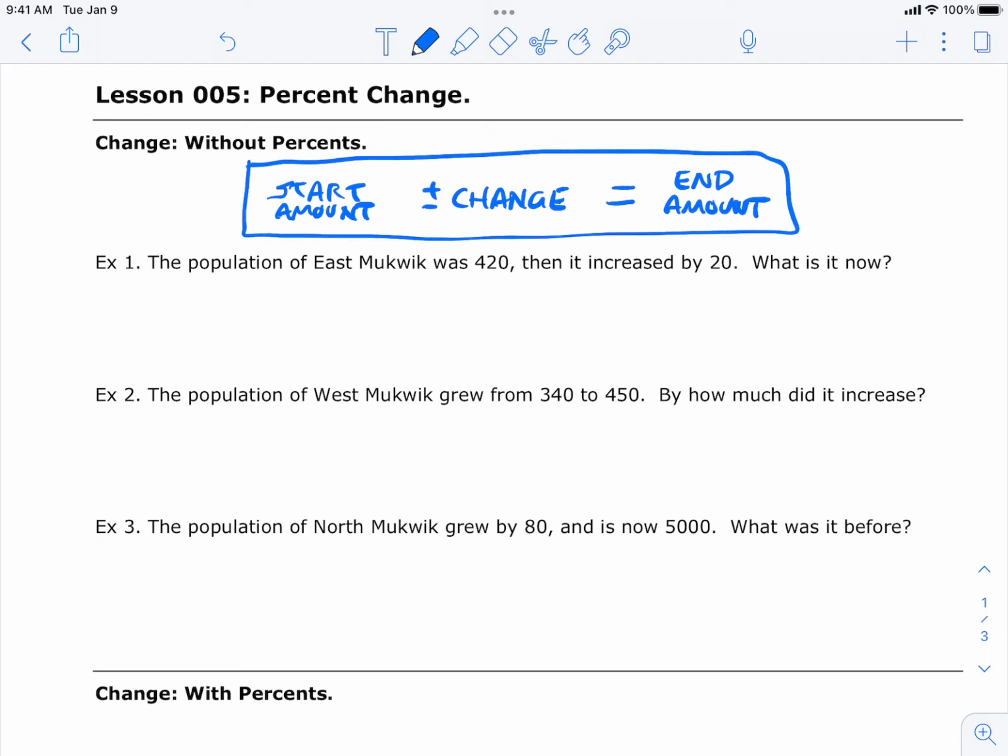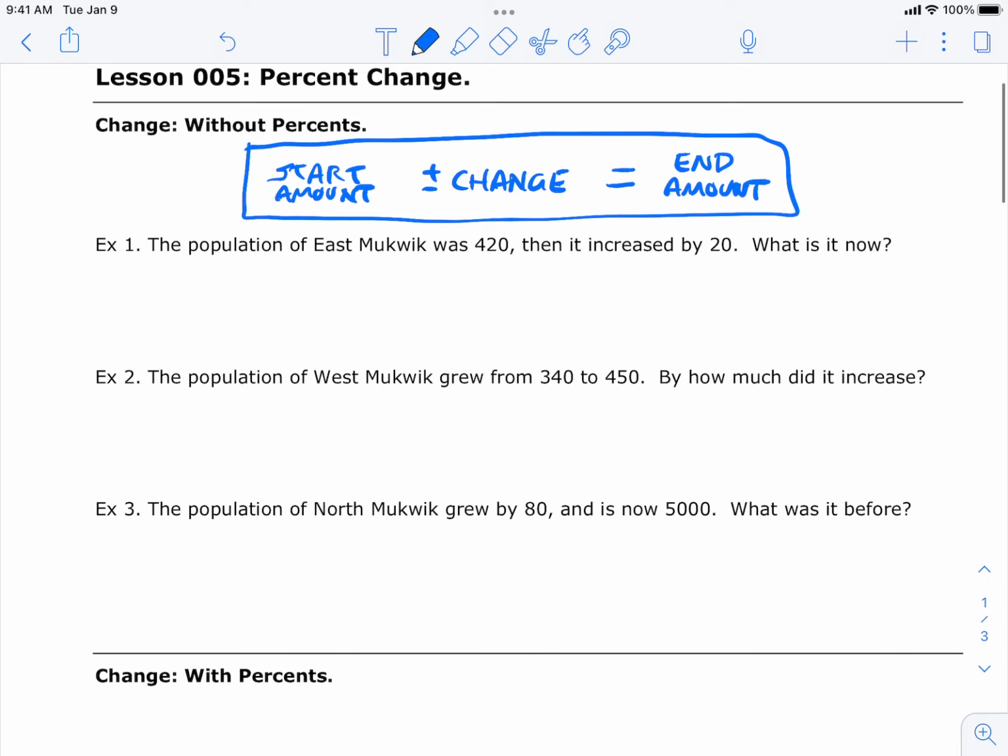I think that's kind of straightforward, right? You start, you change, and then you end at something different, right? So watch how this comes together as little equations here. Population of East Muckwick. It was 420. It increased by 20. What is it now? Okay, so reading is a big part of math, so make sure you're reading the words correctly. Was 420 is telling you that that's what you used to be. That's what you started at. So you started at 420.